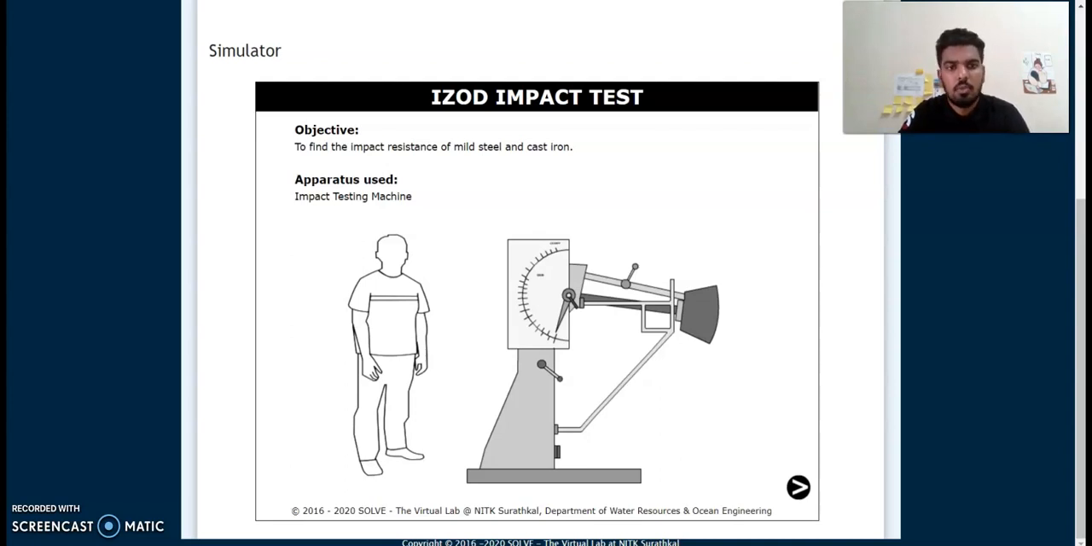I would like to present the Izod impact test. The objective is to find the impact resistance of mild steel and cast iron. The apparatus used is an impact testing machine. An impact testing machine evaluates an object's capacity to withstand a high rate of loading and determines the service life of a part or material.